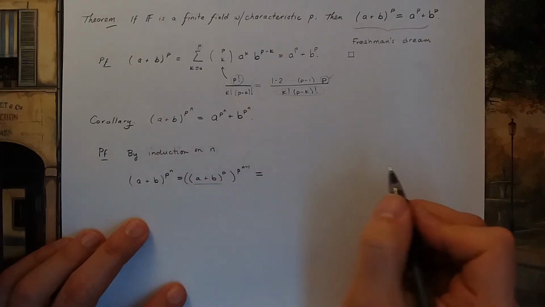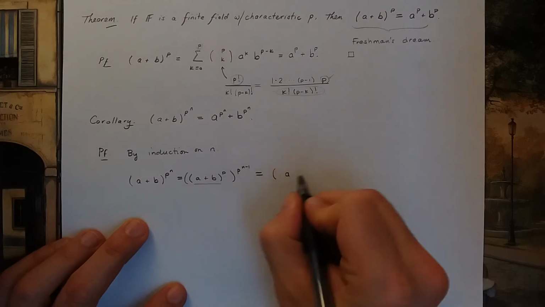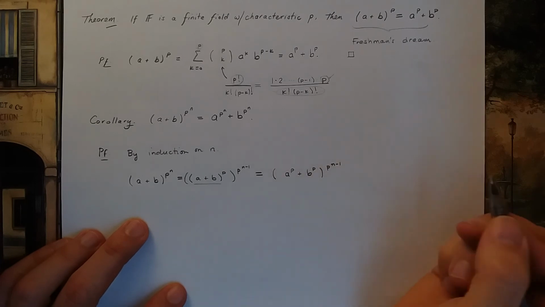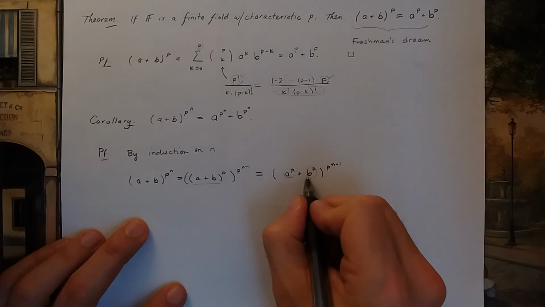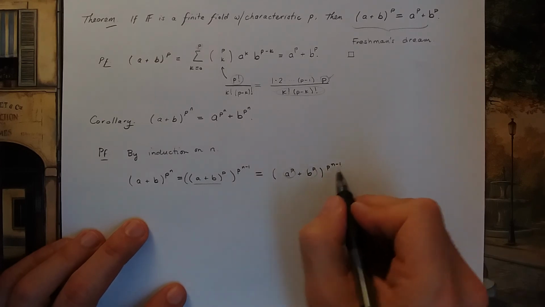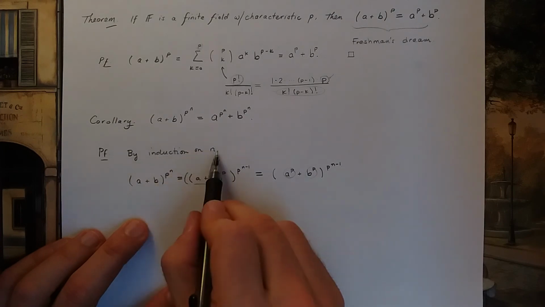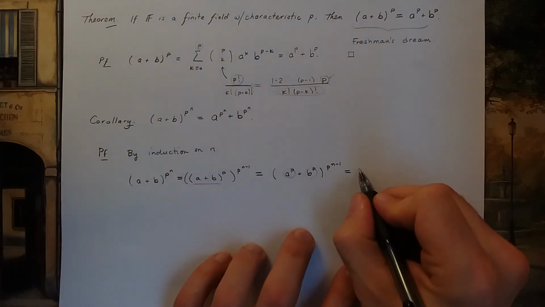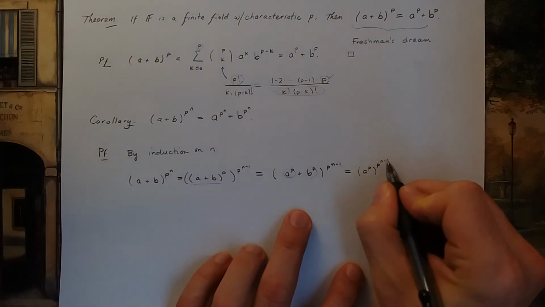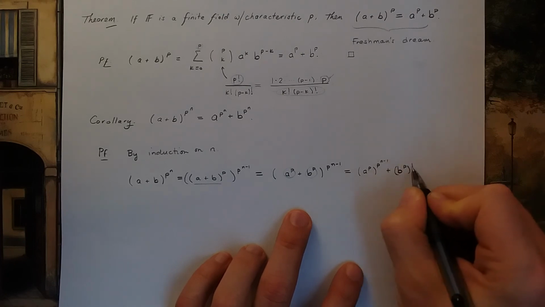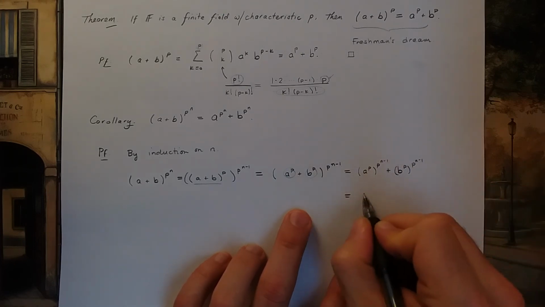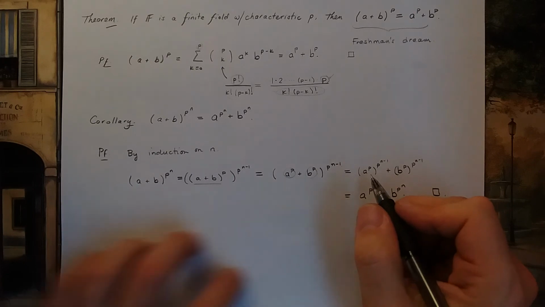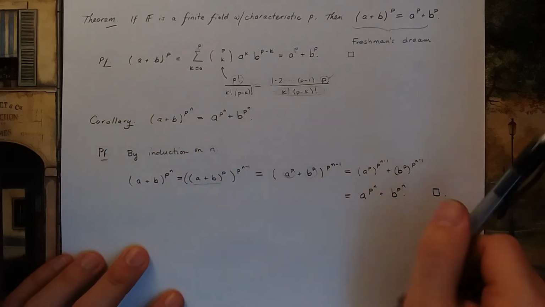Using the freshman's dream on the inside part, I get (a^p + b^p)^(p^(n-1)). Now I have two terms added together raised to the p^(n-1) power. I'm using induction on n, so I have a smaller power up here. So by induction, this is (a^p)^(p^(n-1)) plus (b^p)^(p^(n-1)), which, of course, is the expression I was looking for. So there, that's the end of the corollary. Okay, wonderful.